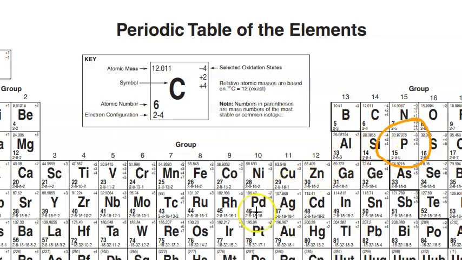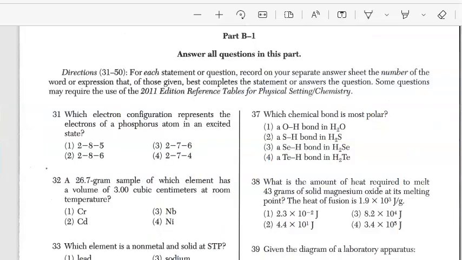Now let's go back and compare that to the choices. All right, well, 2-8-5 is phosphorus in the ground state, so it cannot be choice 1. 2-8-6, you got one more electron than you're supposed to, not phosphorus. 2-7-6, well, that adds up to 15, which is for an atom of phosphorus, and that is our answer, choice 3. And 2-7-4, there are not enough electrons. Again, choice 3 is our answer.